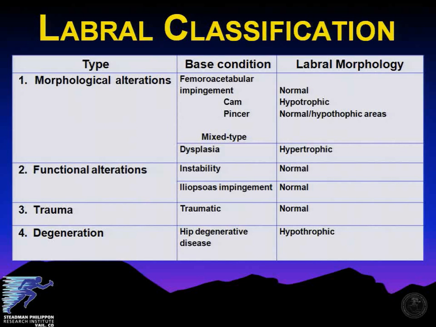Degeneration: hip degenerative disease is also part of the labrum spectrum. Those are more mucinous, degenerated. There's yellowish discoloration, and those sometimes are difficult to repair.